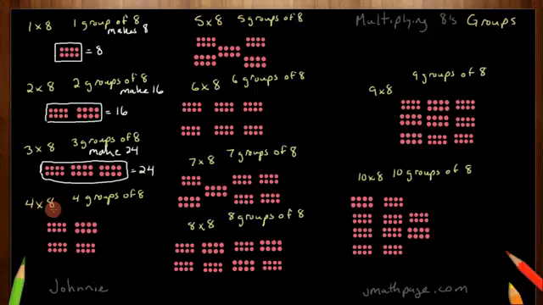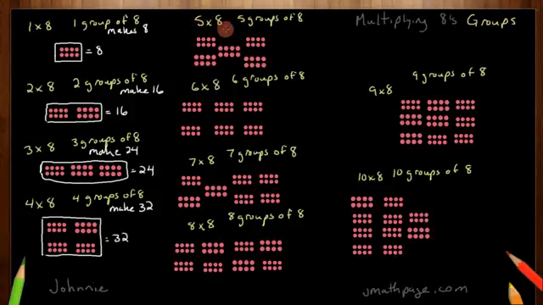What about 4 times 8? Four groups of 8. Let's count by 8s this time. 8, 16, 24, and 8 more, they make 32. So all together, four groups of 8 make 32, or 4 times 8 equals 32.